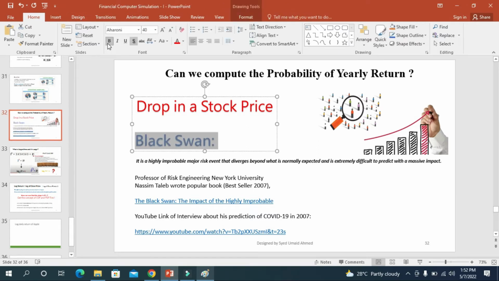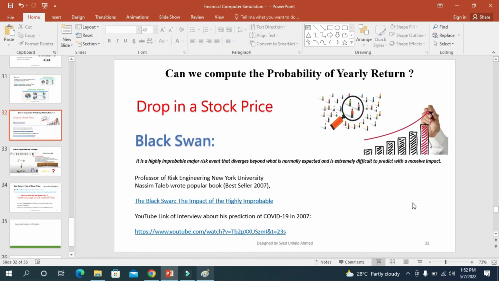What is black swan? There is a professor known as Nassim Taleb who wrote a popular bestseller book. The name of the book is Black Swan. What is Black Swan? According to the definition, it is a highly improbable major risk event that diverges beyond what is normally expected. What is meant by improbable? In our Urdu language, improbable means नामुमकिन.